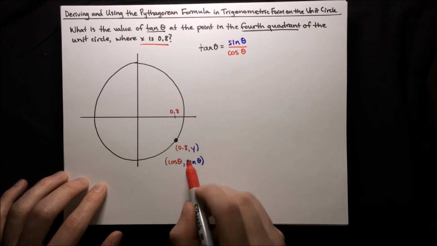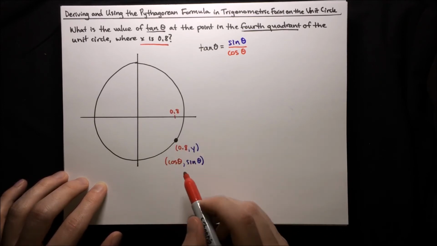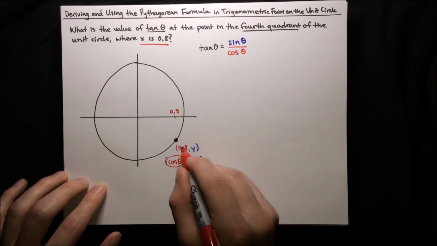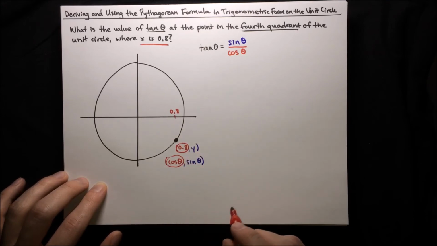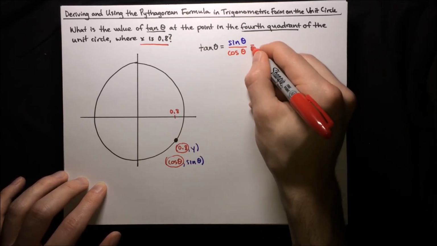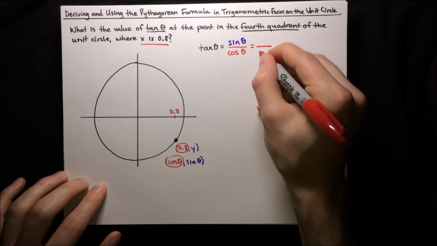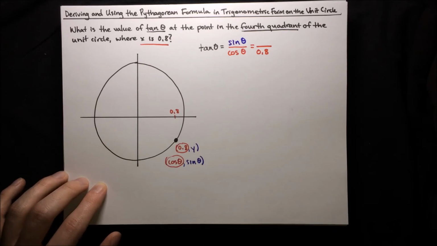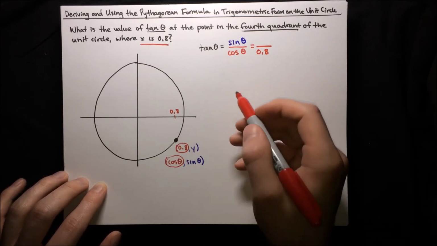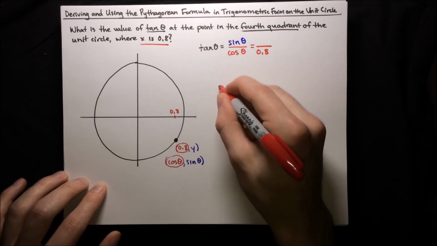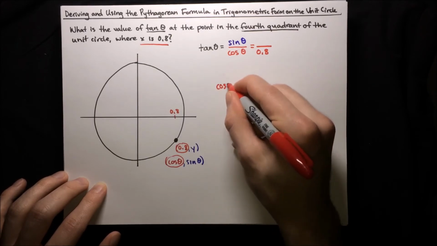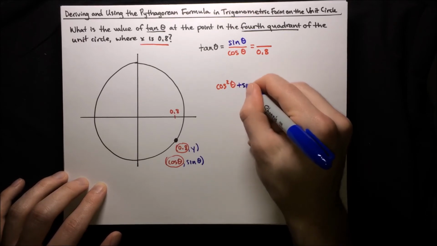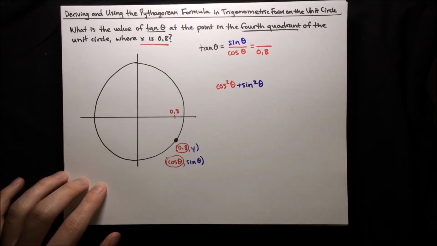We know from our diagram here that cos theta is just 0.8. That's the very first thing we learned. Cos theta is 0.8. So we'll go ahead and plug this in. So this is equal to, we'll sub in 0.8 for cos theta. And then how about sine theta? Well, that involves the use of the Pythagorean identity. We're going to have to solve for it. So cos squared theta plus sine squared theta equals 1.